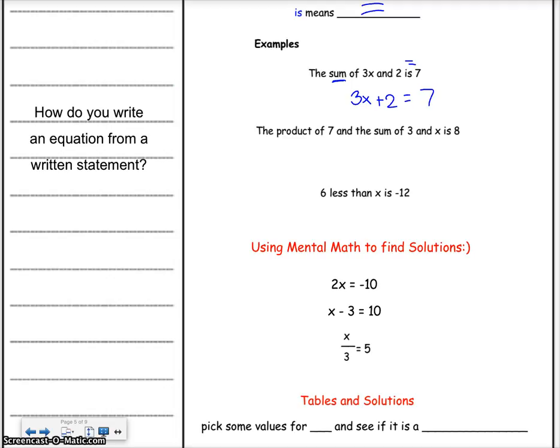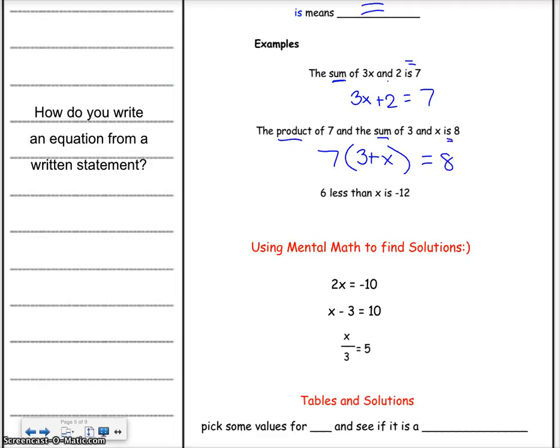The product of 7 and the sum of 3 and x is 8. I know I'm going to use parentheses. Do you know why? Remember, if you use 2 or more vocab words, so I have product and sum, and is doesn't really count as a vocab word. That just means equals. So product and sum tells me I'm going to have parentheses in there somewhere because I have 2. So the product of 7 and, now parentheses, the sum of 3 and x, so sum means add, 3 plus x, is means equals 8.